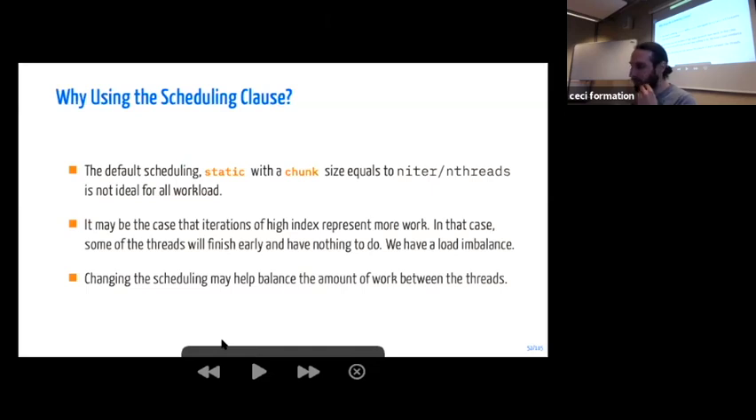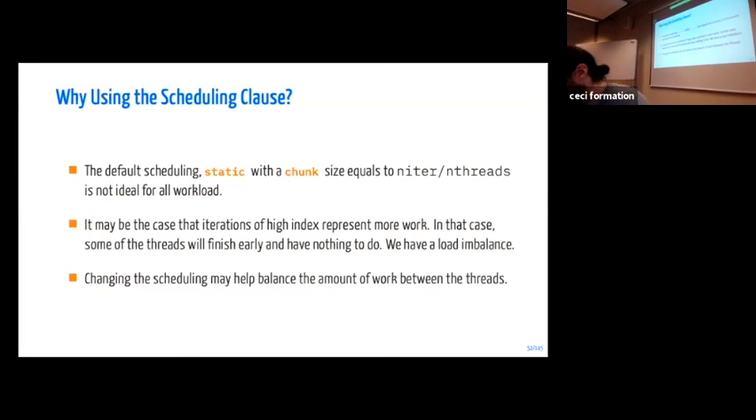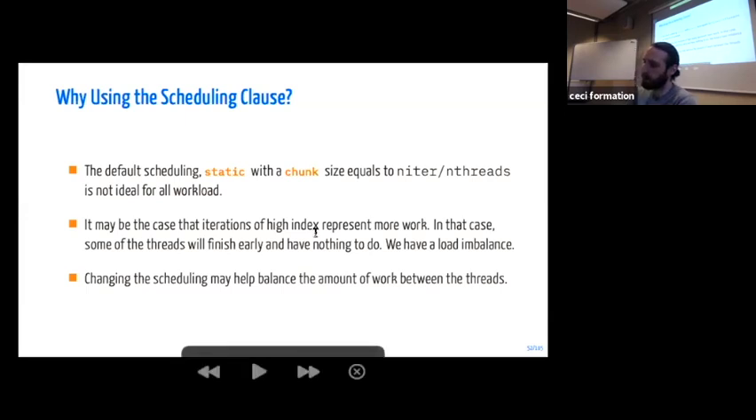Why use the scheduling clause? Why do you need it? As I said, it may help with load balancing, and it's particularly interesting in the case where the iteration with the I index has more work. It means that the first threads assigned to the first iterations of the loop may finish before the last thread. So we have a load imbalance. And changing the scheduling in this case from the default static to either dynamic or guided may improve the balance of the work between the threads.